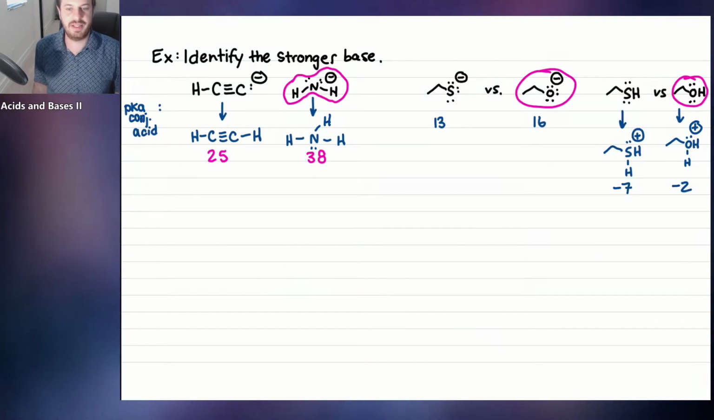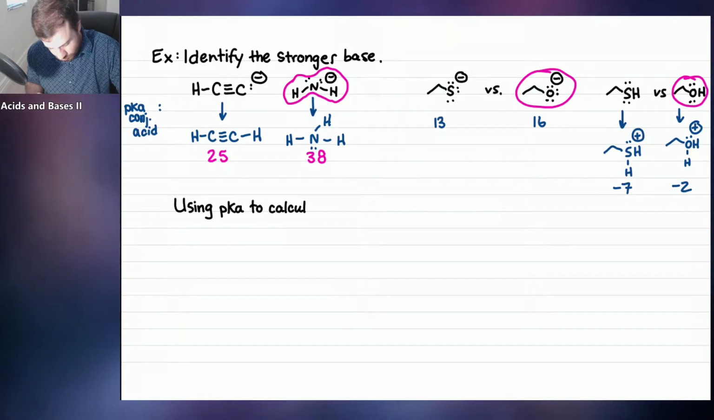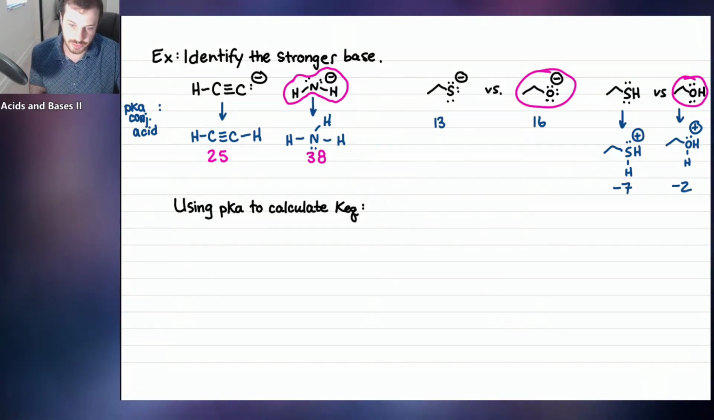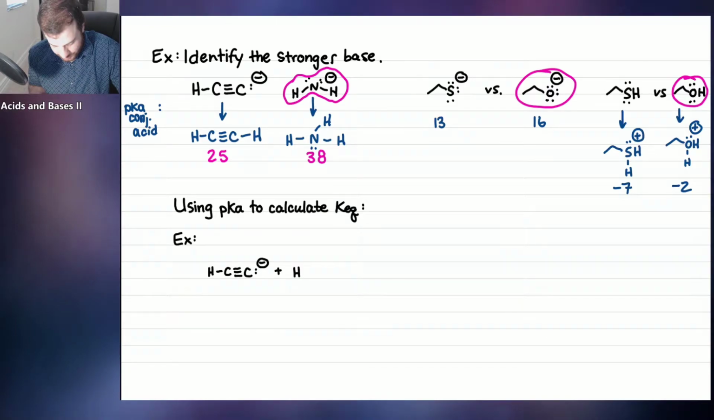Next topic I want to bring up is using pKa to calculate something called KEQ. You did this in Chem 101, I think, but let's just refresh that for a second. So using pKa to calculate KEQ. Let's take a look at an example acid-base reaction. Now let's say we have our deprotonated alkyne. And let's add that deprotonated alkyne to water. And there's going to be an acid-base reaction.